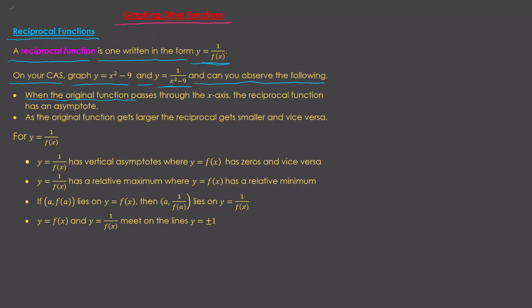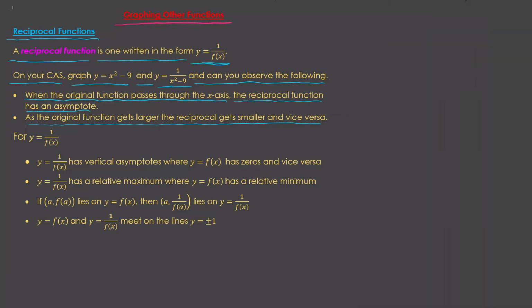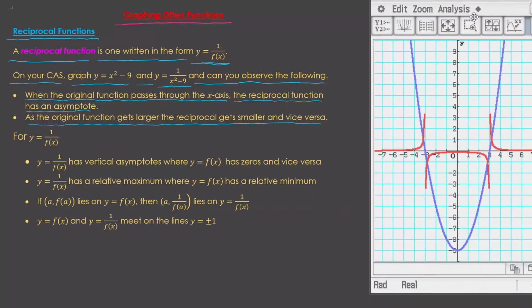When the original function passes through the x-axis, the reciprocal function has an asymptote. As the original function gets larger, the reciprocal gets smaller and vice versa. So I did plot it on my ClassPad, and here it is. And I actually have a print of that, which I'm going to bring in to here.